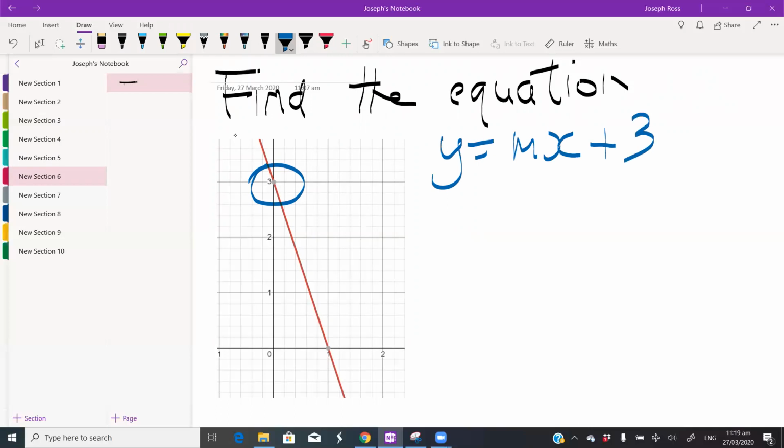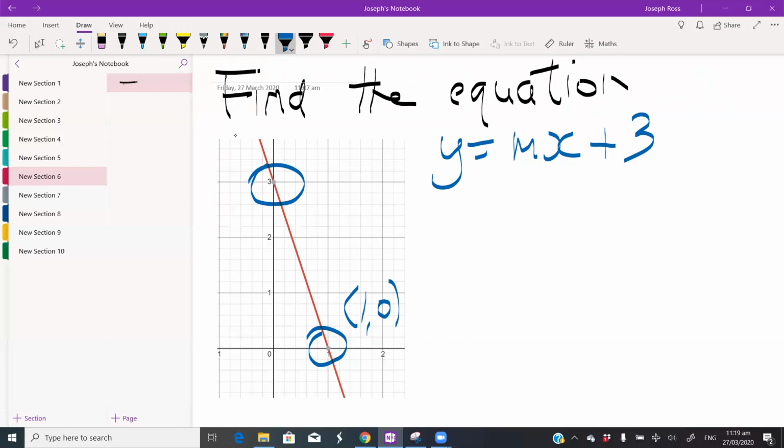Okay, so we have our y-intercept. We just need to find m now, so we can use one other point that the straight line goes through. One other point that it goes through, which is quite clear from the graph, is an x-intercept of 1. So this is the point where x is 1 and y is 0, because this point is at a height of 0, right on the horizontal axis.